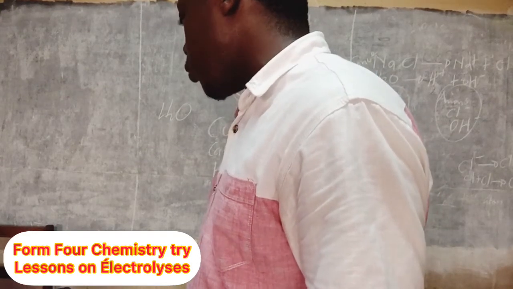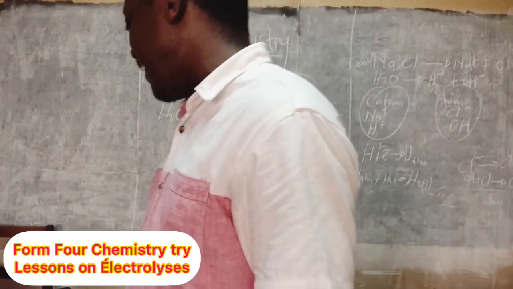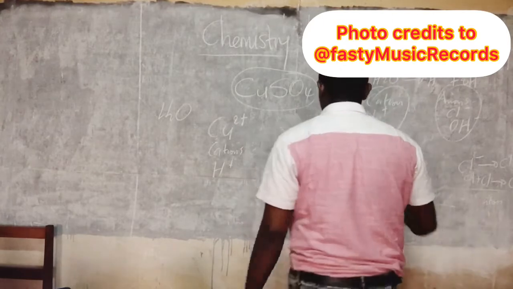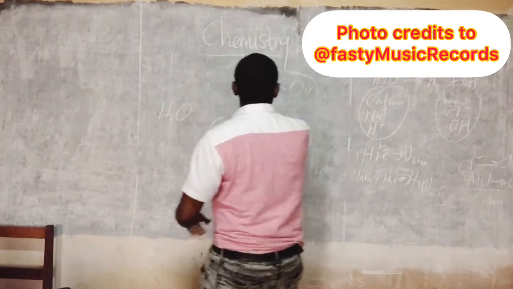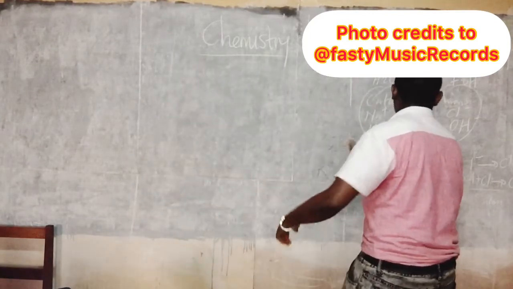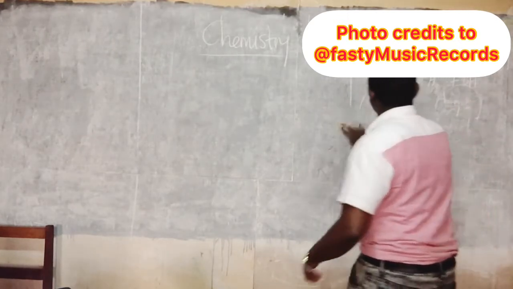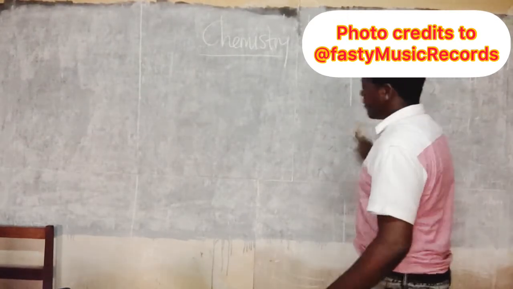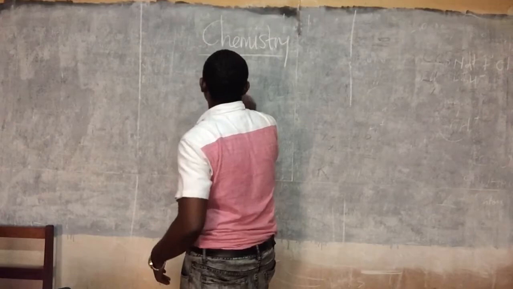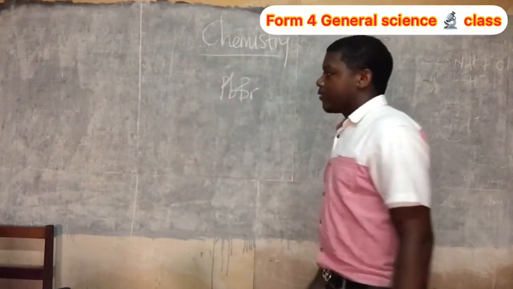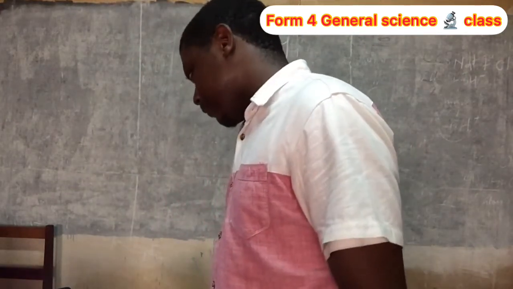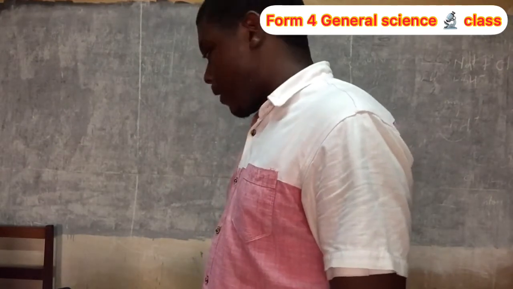A current of 2 ampere was passed through molten lead 2 bromide, that's PbBr2, for 1 hour 30 minutes.